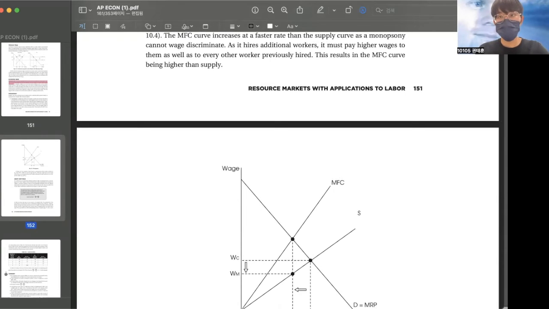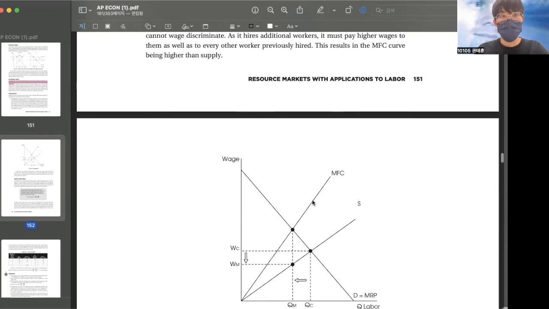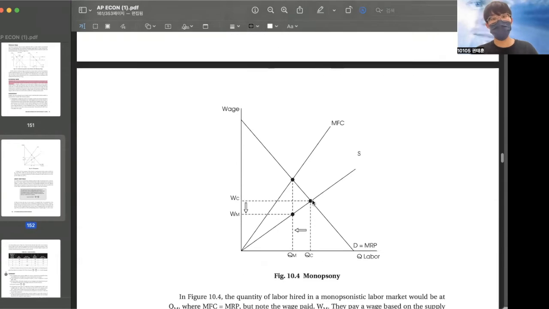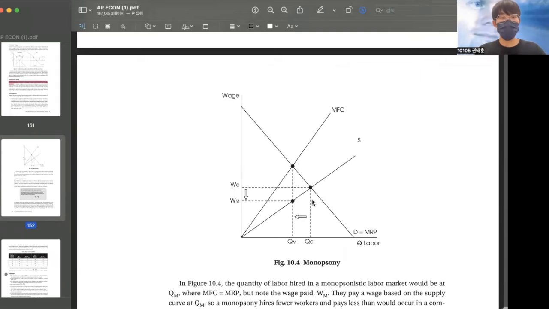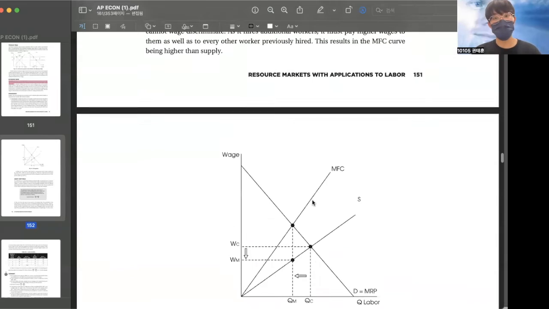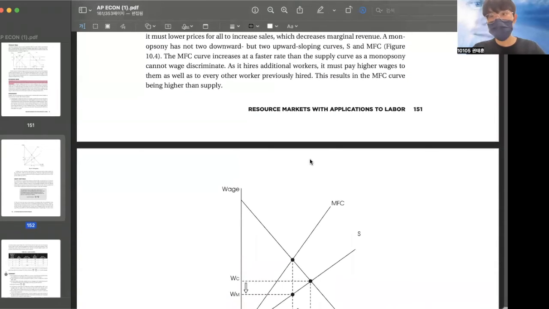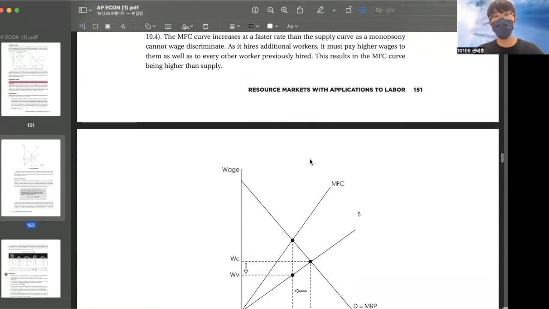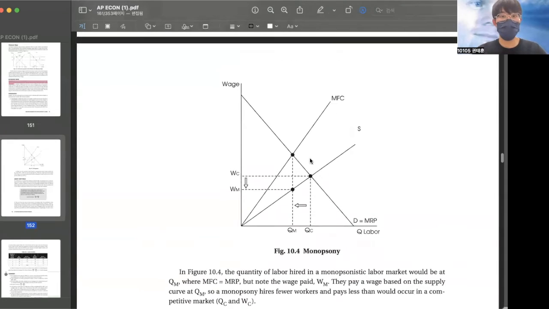As it hires additional workers, it must pay higher wages to them as well as to every other worker previously hired, because you're a single buyer in the labor market. Let's say you're getting a fixed wage, but a newly hired person gets more than you. You wouldn't want to be in the group, right? Because you're being price discriminated. So if they want to pay them a higher wage, they have to pay every other worker in the company a higher wage. This results in the MFC curve being higher than the supply, as you can see in the graph.